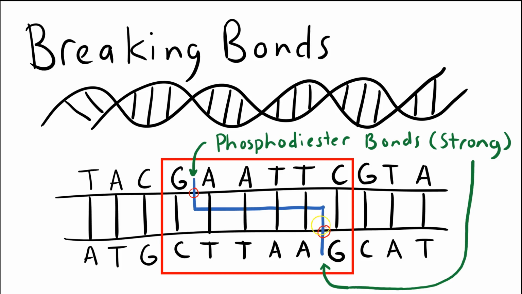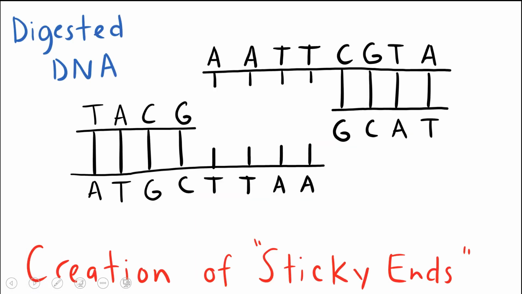So these bonds are broken. The molecule is said to have been digested. You can see that the way the molecule is digested creates sticky overhangs in either segment of DNA on either side of the break. So we have here a sticky end overhang over here and a sticky end overhang over here due to the break in the phosphodiester bond here and the phosphodiester bond here.